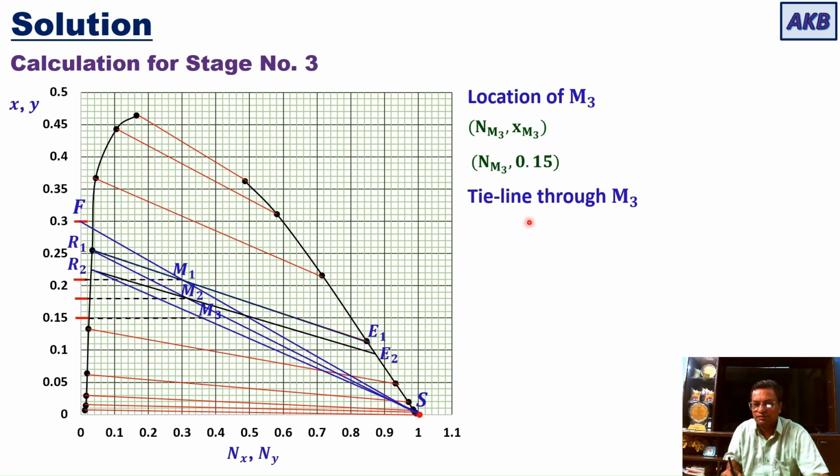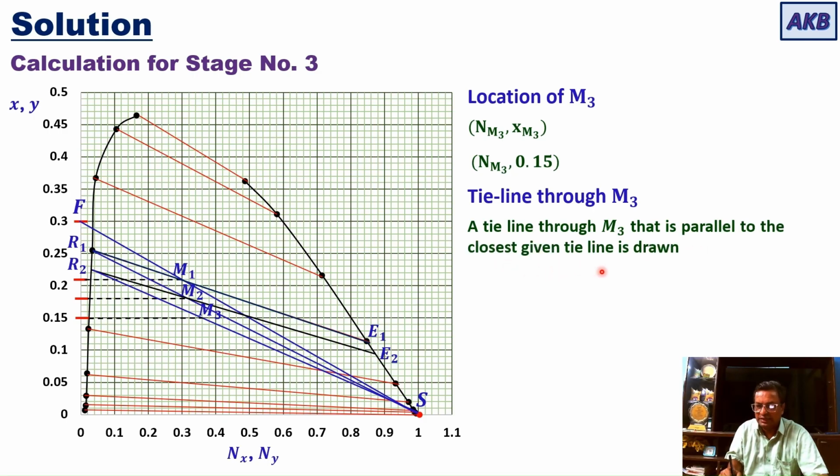And then again we will have to draw a tie line through M3. Again we will use our trick. First, I will draw a tie line through M3 that is parallel to the closest given tie line, and then I will adjust this tie line.